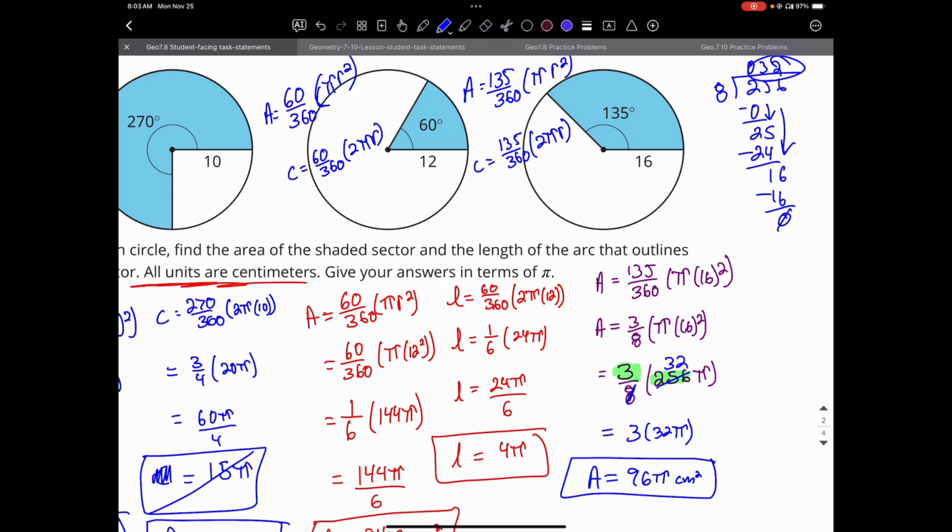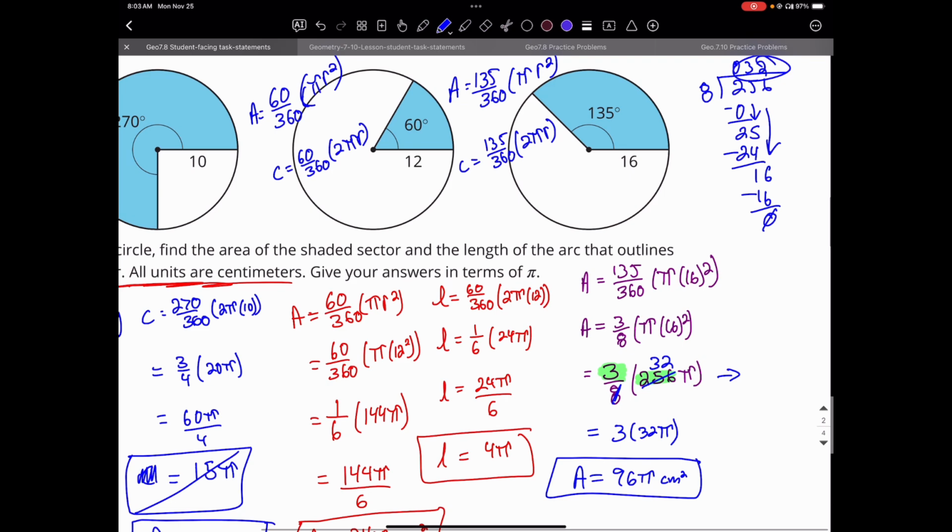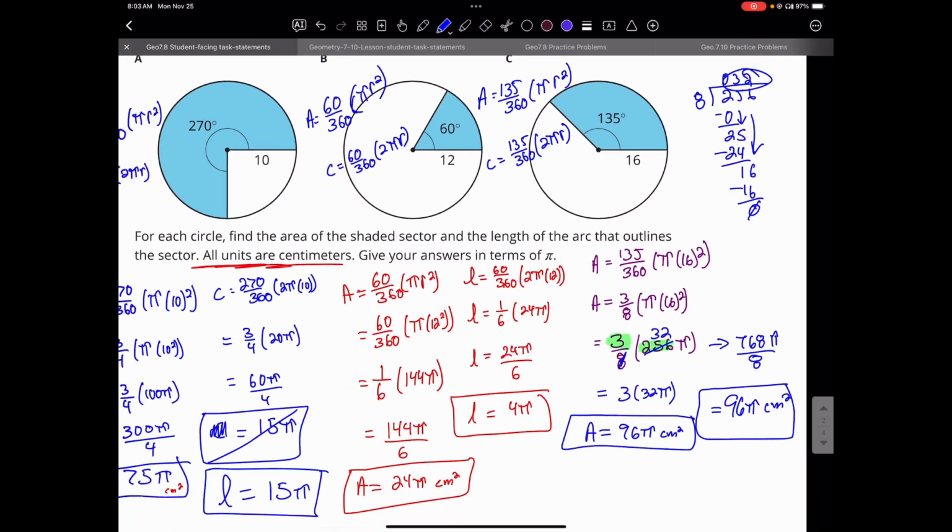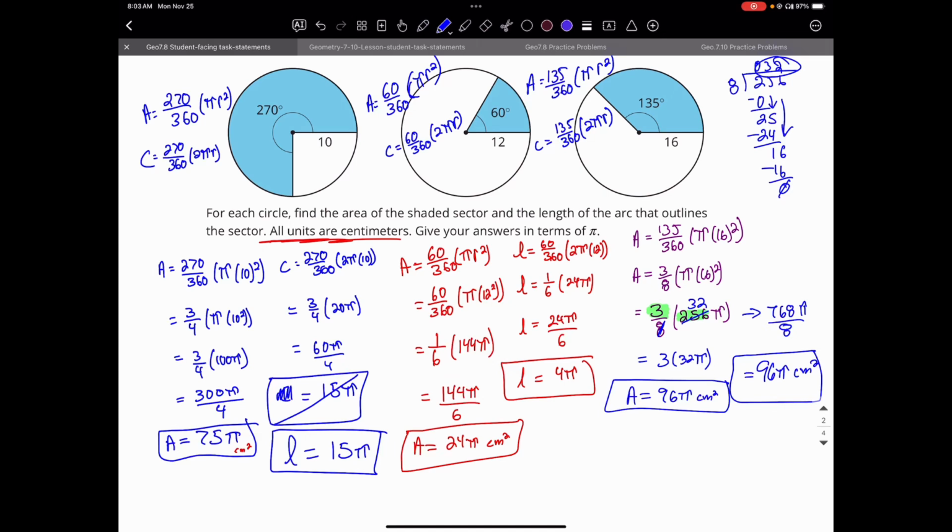You would have had to multiply. I'm going to just go right here. You would have multiplied 3 times 256, and you would have got 768 pi over 8. Then you would have had to divide 768 by 8, and you would have ended up with the same thing, 96 pi centimeters squared. So all I did was kind of save a step just because I could see that it would be something that would be easier to do.